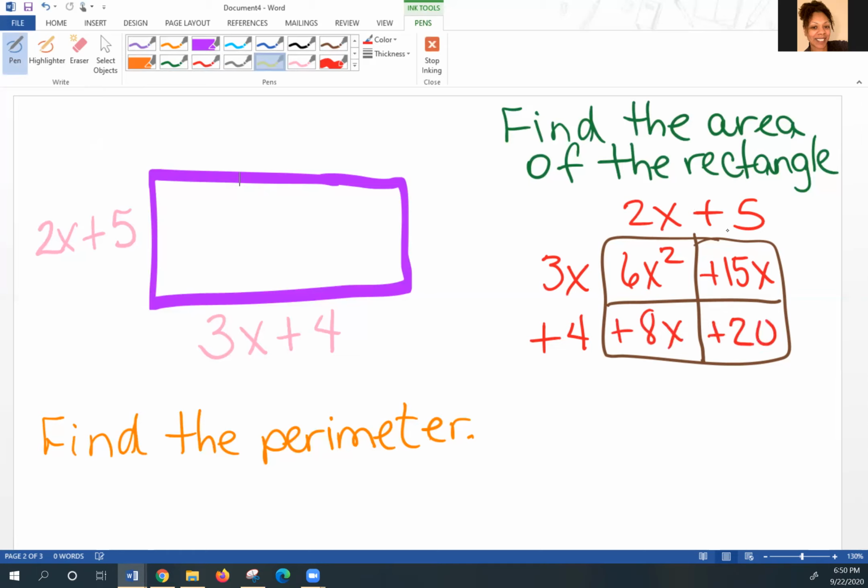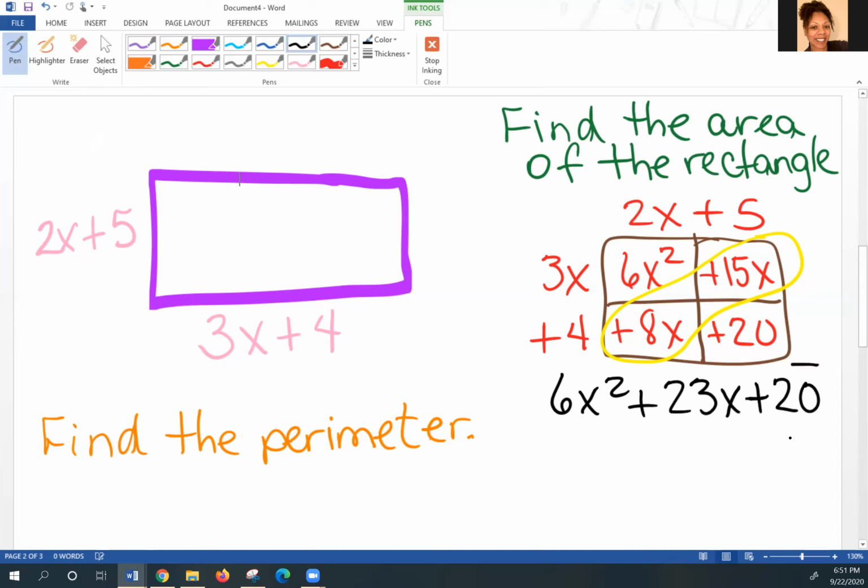So again, I know that I have some x's that I can go ahead and combine together, which will leave me with 6x squared, 15 plus 8 is 23x, plus 20. This is my area of that rectangle.